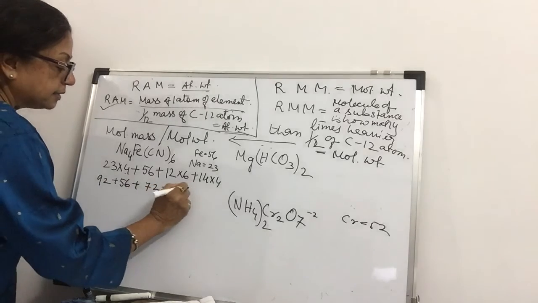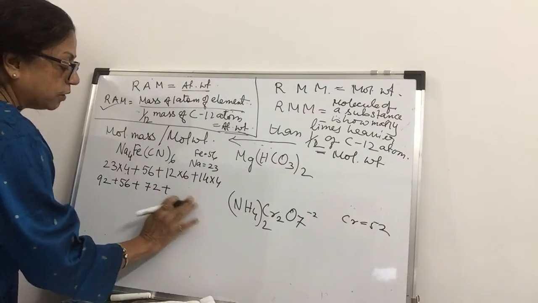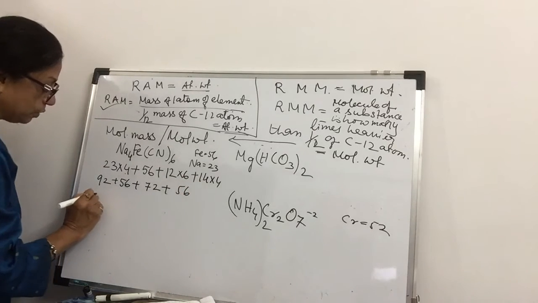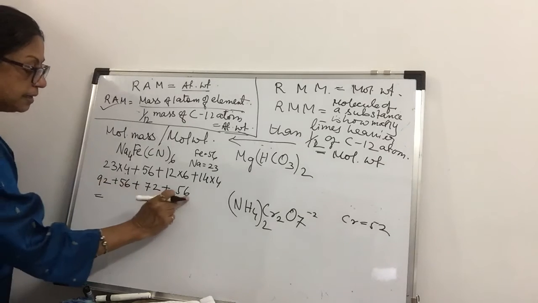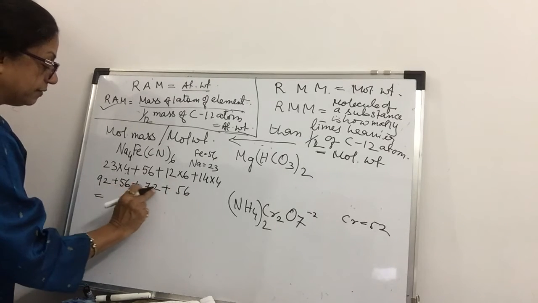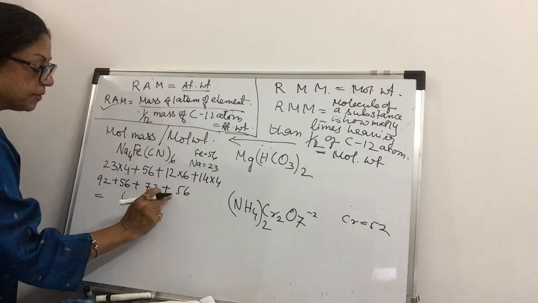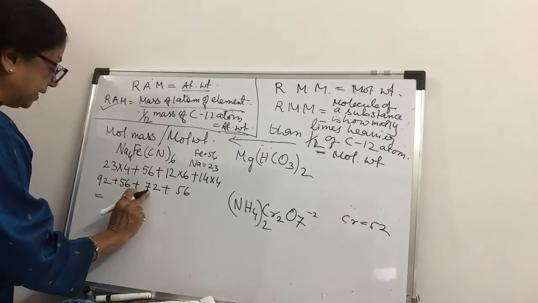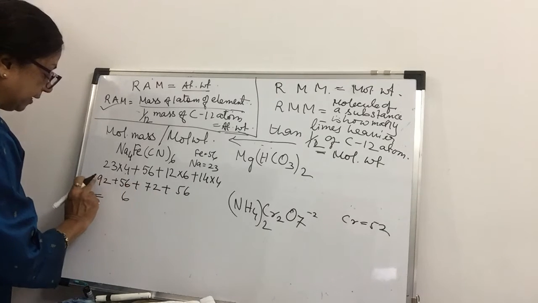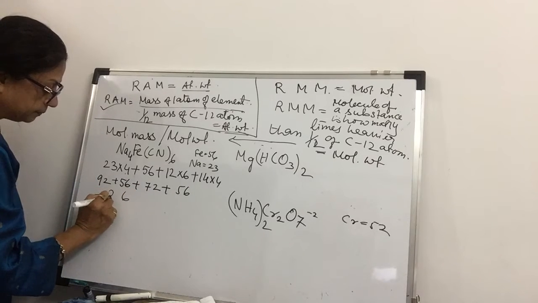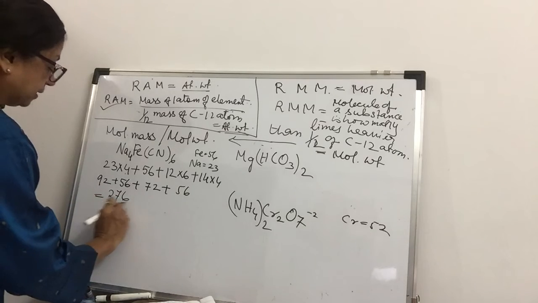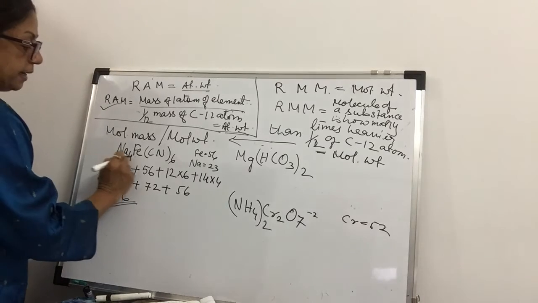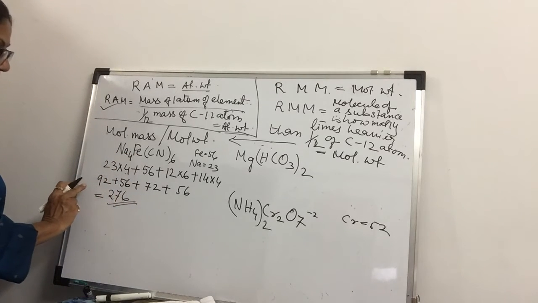72 plus 16: 4 4s are 16, then 4 1s are 4, 5, 56. So here we will have how much? 72 plus 16 plus 56 plus 12 plus 10 plus 17 plus 18 plus 19 plus 20... 276 is the molecular weight of sodium ferrocyanide. I think I am correct.